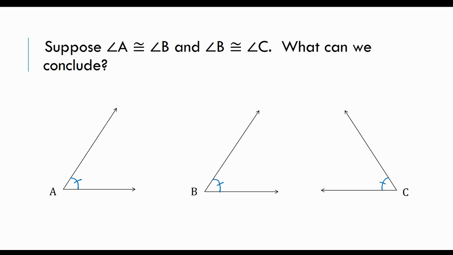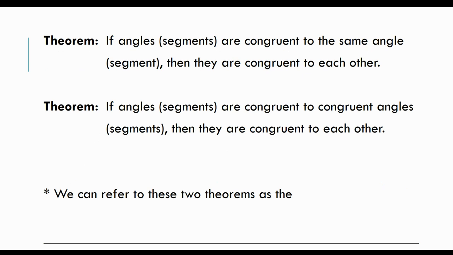Looking at how we marked up the picture, it says, what can we conclude? Notice that if angle A and B are congruent and B and C are congruent, if you look at the markings, it also looks like angle A is congruent to angle C. Notice that they share the same markings now as well. Okay, so what does that mean? Well, that actually deals with these theorems.